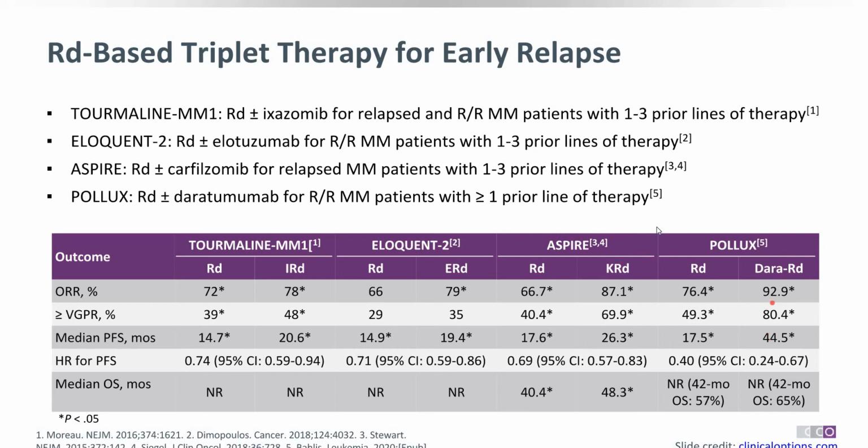As we can see, overall response 92%, VGPR 80%. If we combine the other 3 drugs, we are reaching only up to 20 months with a triple drug, any other drug apart from Lendexa. And if we combine daratumumab with Lendexa, it is 44 months PFS. So roughly around 4 years, almost double the response of the other triple drug regimens. Median overall survival is again still not reached on the Pollux trial.